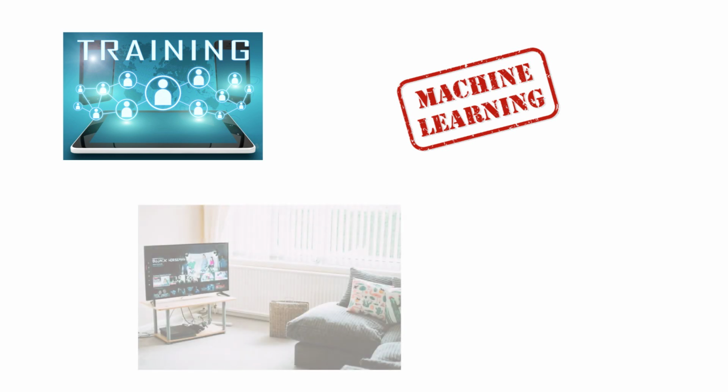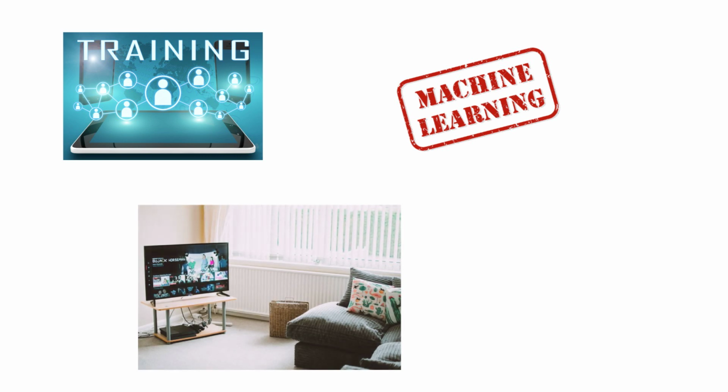When we train a computer to learn and improve at tasks without being explicitly programmed, we call it machine learning. The computer learns from data and gets better over time. For example, machine learning can be used to build a recommendation system like the one Netflix uses. It learns your viewing habits and suggests movies and shows you might like.